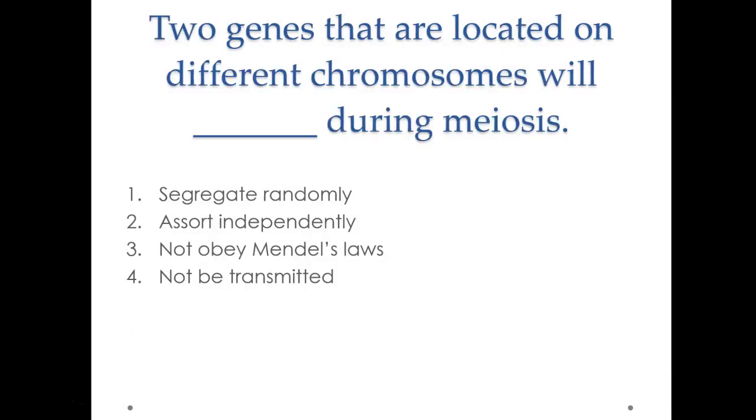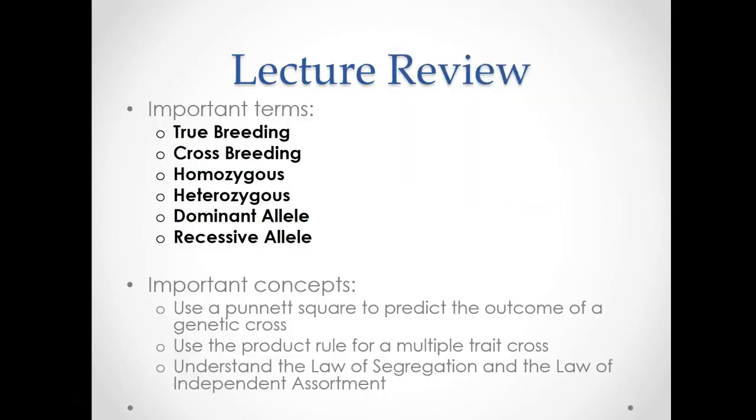So let's do our last comprehension check here. 2 genes that are located on different chromosomes will blank during meiosis. Segregate randomly, assort independently, not obey Mendel's laws, or not be transmitted. And the answer is they'll assort independently. So that's the law of independent assortment. So again, traits don't follow each other. You can have a large combination of traits, and that's where we get all of the wonderful diversity we see in living things. Okay, important terms and important concepts.